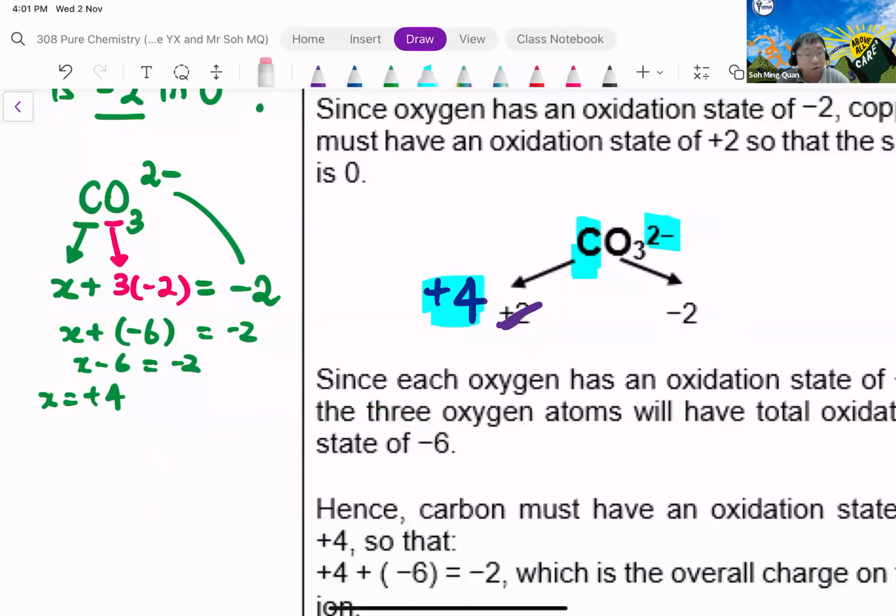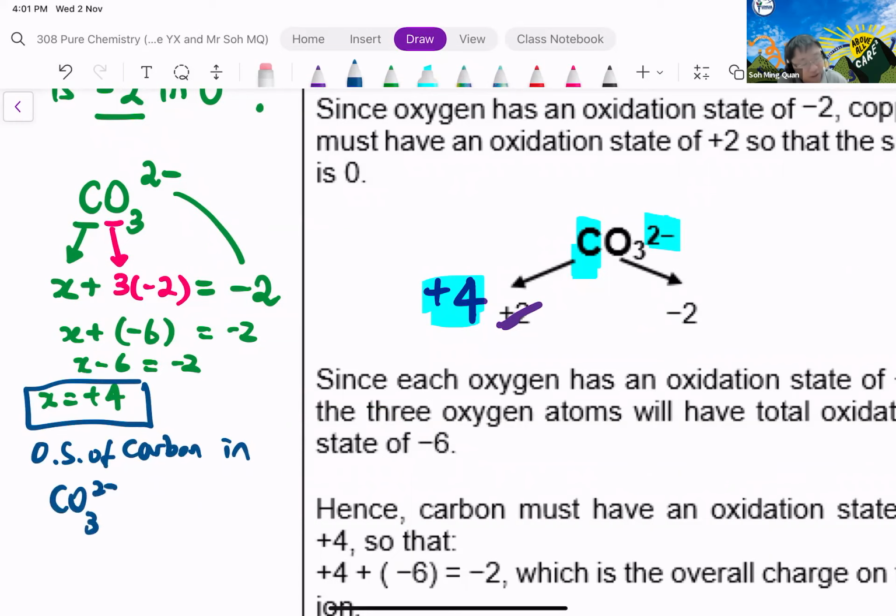Okay, so this is how we usually do it. This is how you get the oxidation state of carbon in CO3 2-: the oxidation state of carbon is +4 in CO3 2-. So you can take down this algebraic way of doing it. Basically, just letting the unknown that you want to find be X. Oxygen is always -2. You got 3 oxygens, so it's 3 times -2. And make sure that you equate it to the overall charge outside. The overall charge in this case is -2.